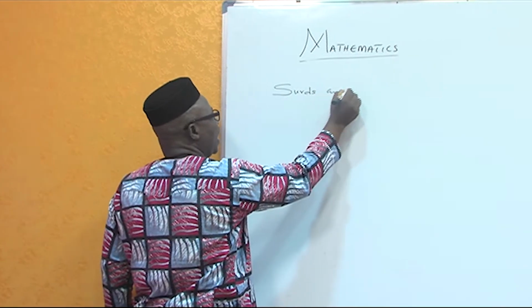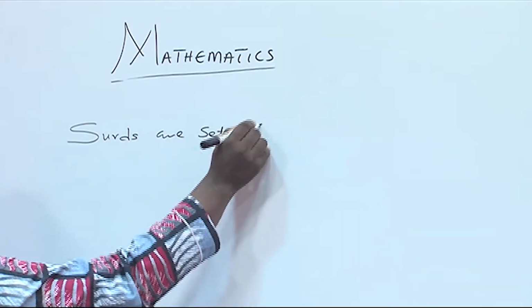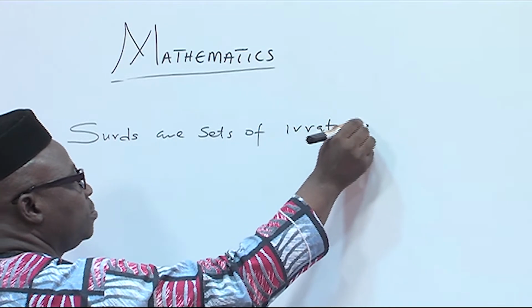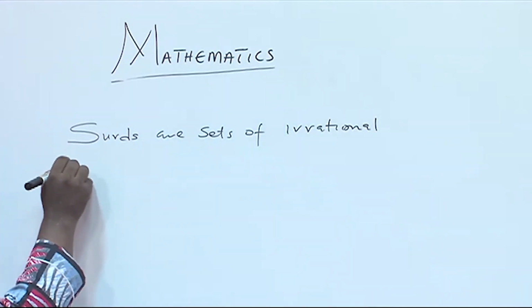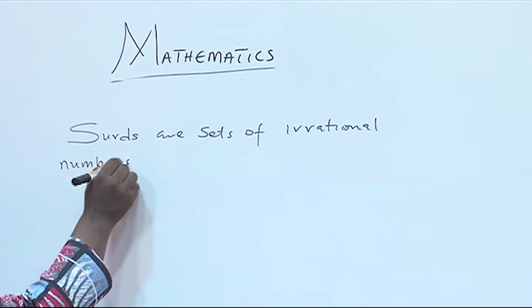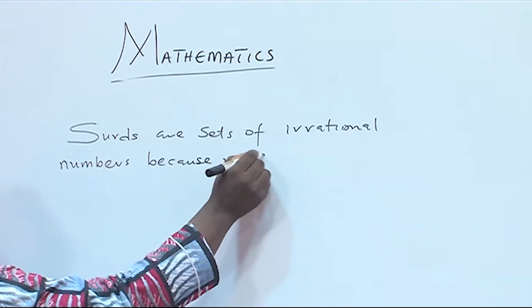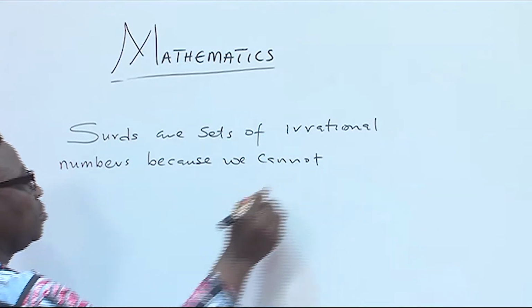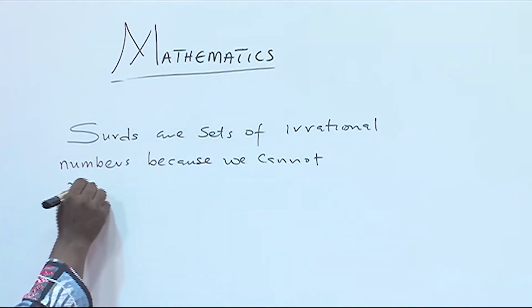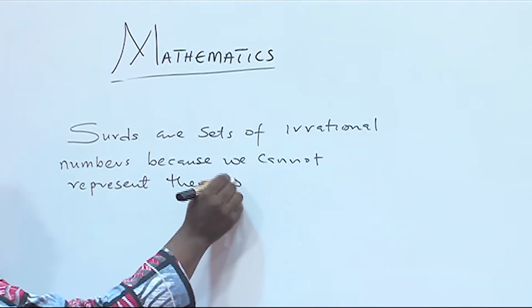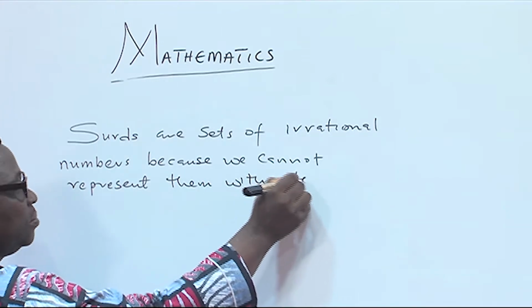Surds are sets of irrational numbers because we cannot represent them with integers.